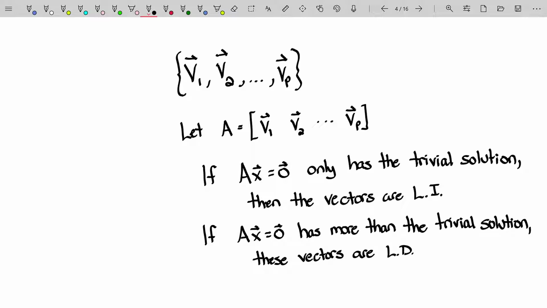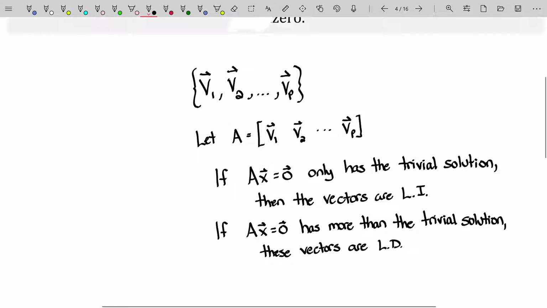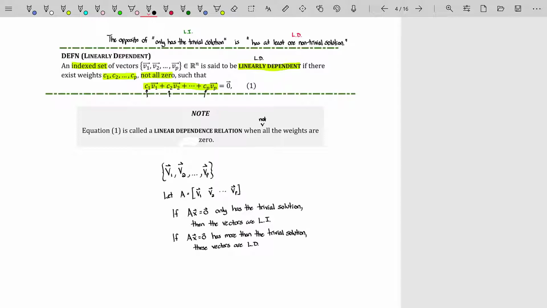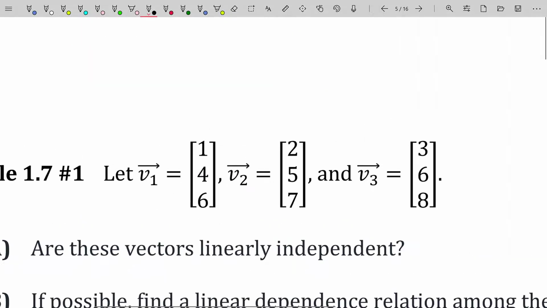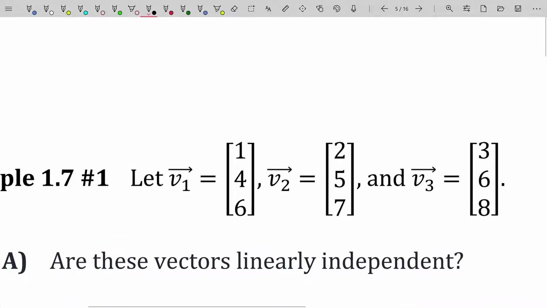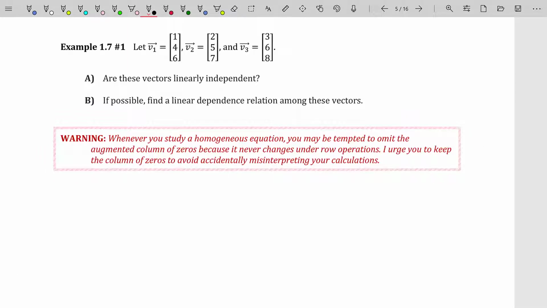Let's actually see this in an example. Just introducing these definitions is really not enough. So let's jump forward to an example. Consider the vectors v1, v2, and v3 that you see right here. Are these vectors linearly independent? We'll answer that question first, and then we'll focus on the rest of the question. I needed to zoom out a little bit so you can see the rest of the question. If you want to read it, you can, but I'm actually going to focus on part A first.